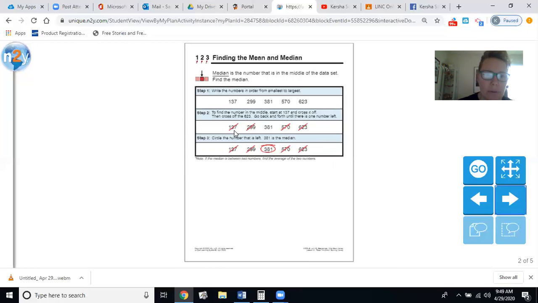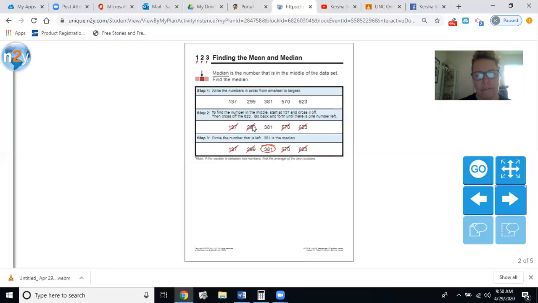So we have 5 numbers here. So we would cross off that 137 at the beginning and then 623 at the end, because we know that these two numbers are not in the middle. 137 is at the beginning, 623 is at the end. So next we'll come to 299 and 570.